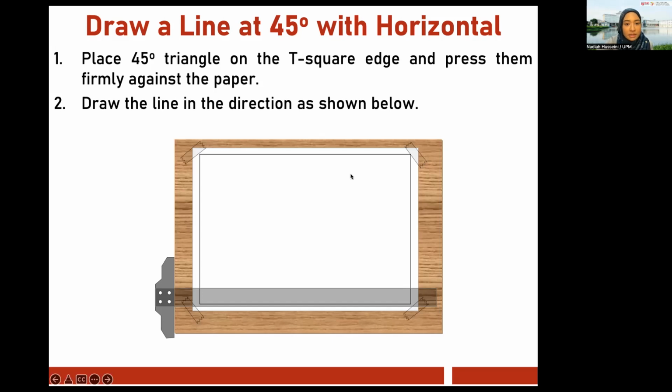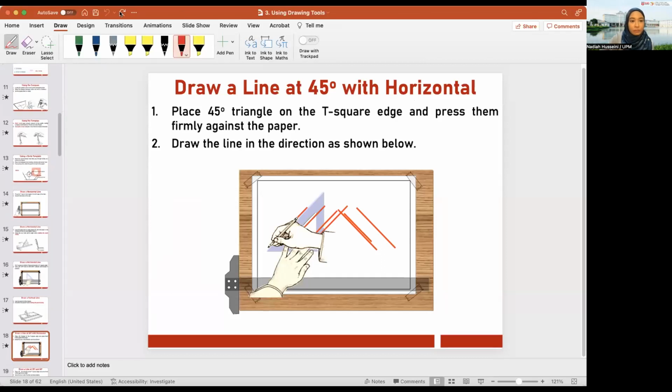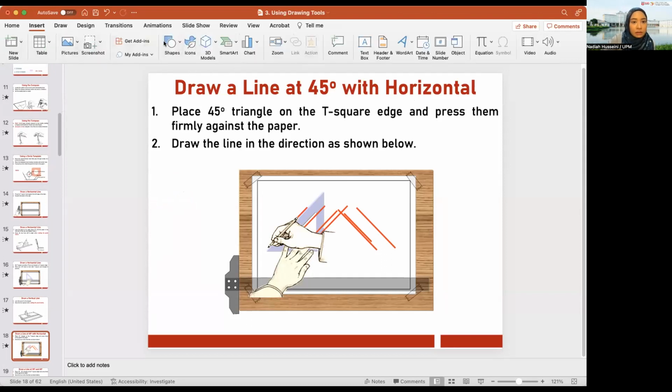Place 45 degrees triangle on the t-square edge. So let me introduce to you really quickly, we have two types of triangle. One is, let me end this show kejap, one is 45 degrees triangle. So 45 macam ni, 45 over here, 45 over here, and 90. Sorry, that's a right angle. Let me draw this bigger.